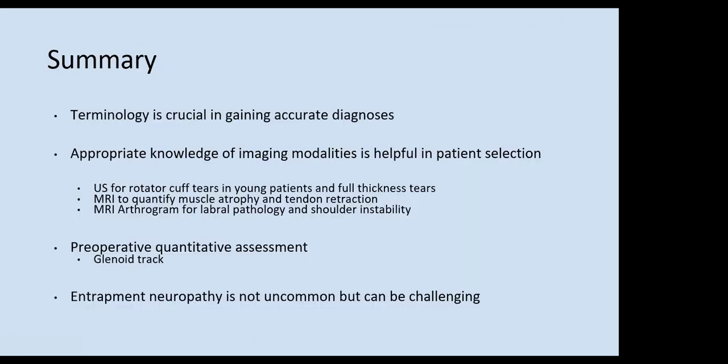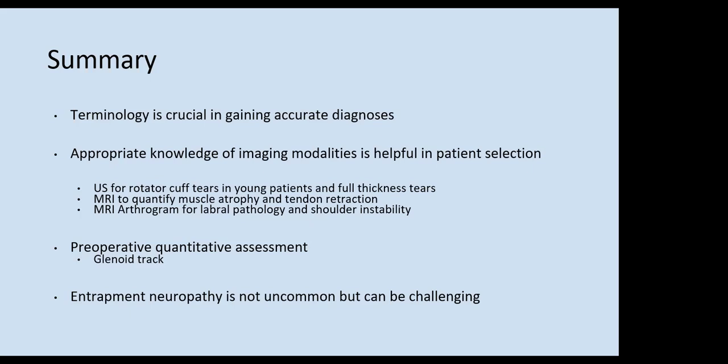Okay, so in summary, we tried to emphasize the terminology. Knowing the terminology and the definition of the pathology is really crucial in the accurate diagnosis and assessment of the shoulder joint. So what we talked about, for example, tendinosis, the term tendinitis is no longer used. We talked about different definitions of the Bankart and the Bankart variants, because each one of them would have different imaging appearances. We talked about the imaging modalities and how they play a role in the shoulder joint assessment.